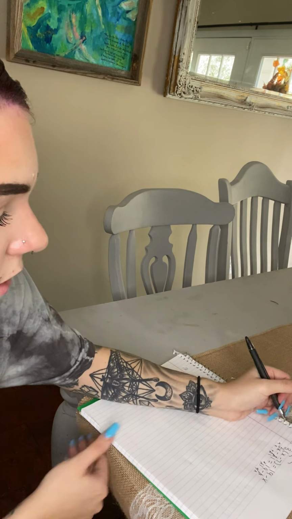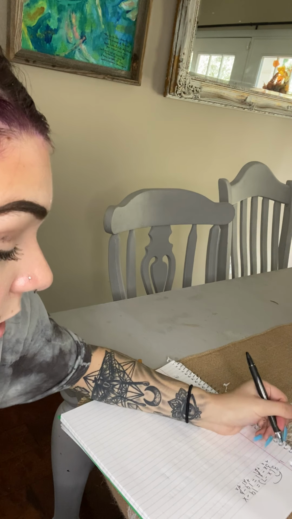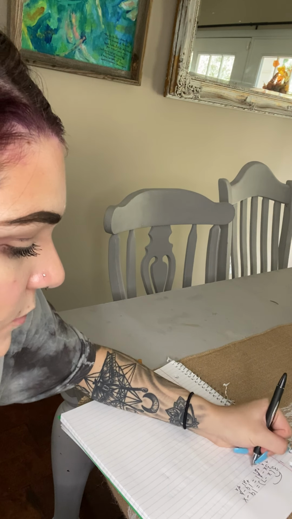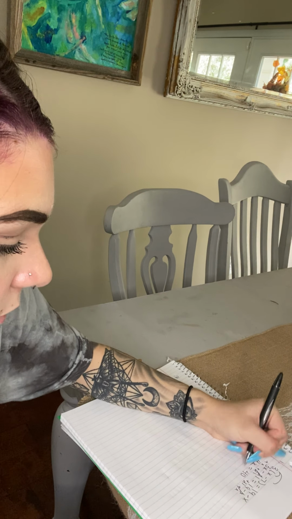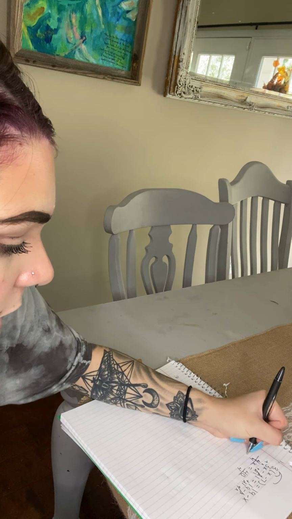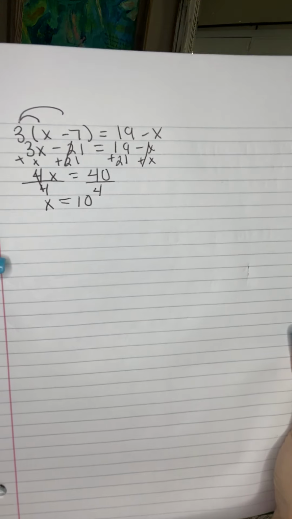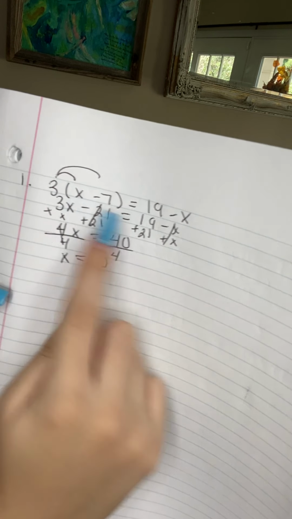Cancel that out. Now that we've got them on both sides, we're going to add like terms. 3x plus x becomes 4x, and 19 plus 21 becomes 40. Now to solve for x, we divide by 4 to get the variable by itself, and x will equal 10.